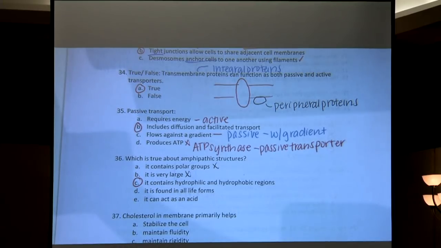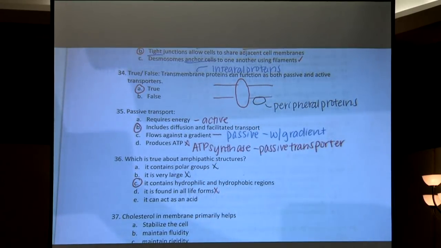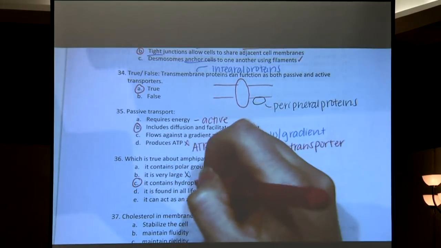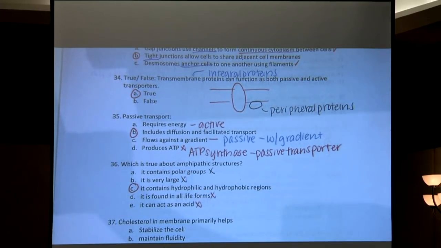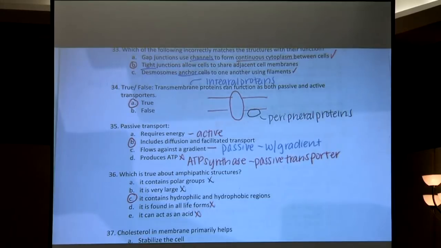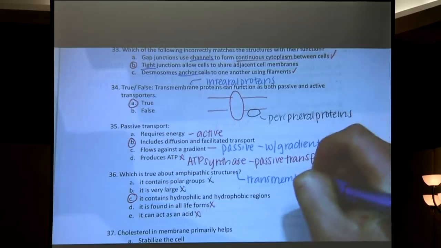Are amphipathic structures found in all life forms? It's a no. We don't always find them in certain prokaryotes or bacteria. Remember, those are particular types of life forms. And then, can amphipathic structures act as an acid? No. I like the thumbs up, thumbs down. Thank you. All right, so amphipathic structures are very important for our transmembrane proteins.